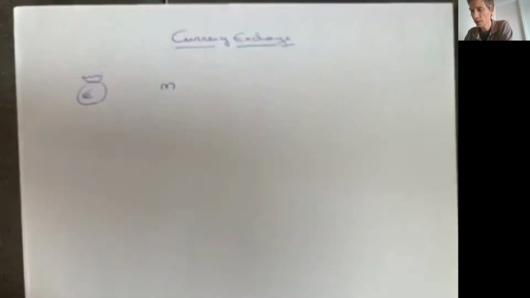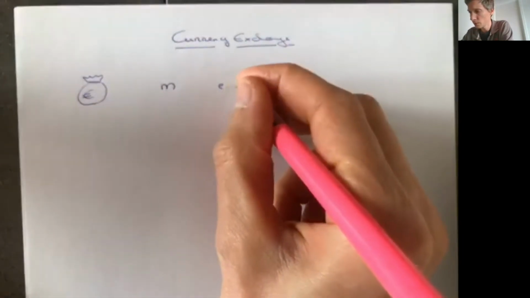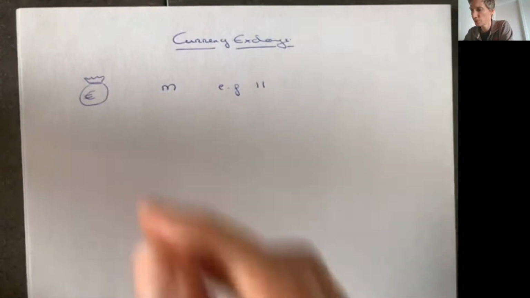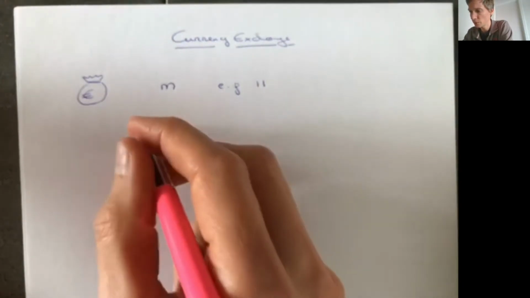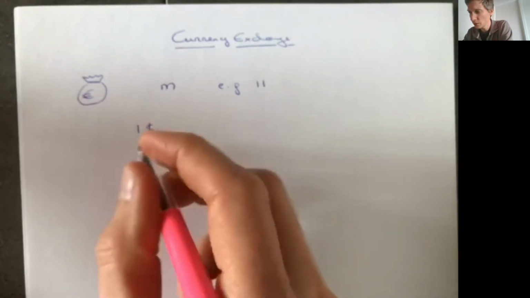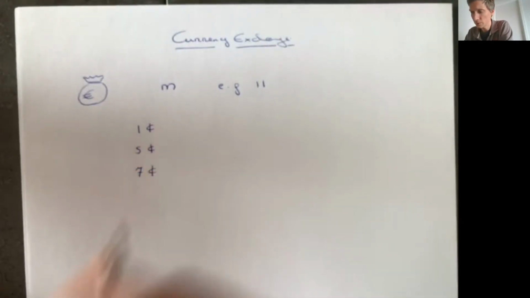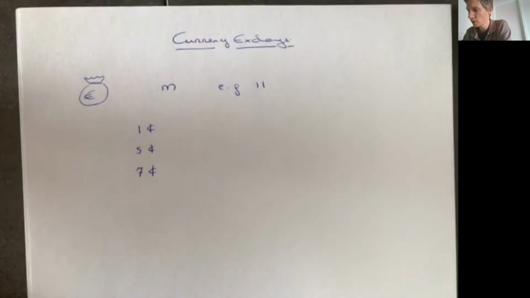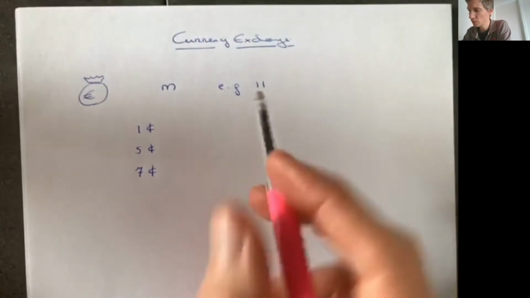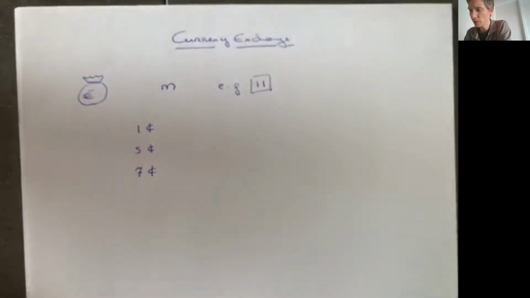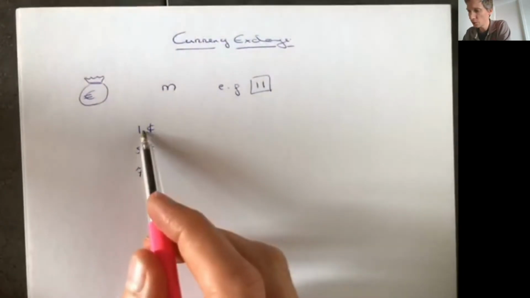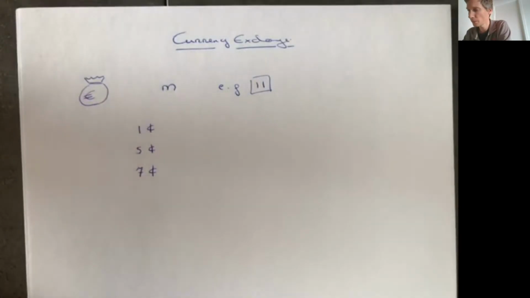So for the currency exchange, we are given an amount of money, let's say M, for example 11, and we're given a set of coins. So for example, this could be a 1 cent coin and a 5 cent coin, and maybe something special like a 7 cent coin. And we are asked to exchange the amount 11, right? So using coins of 1, 5, and 7.